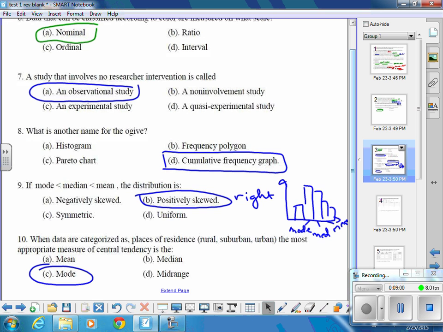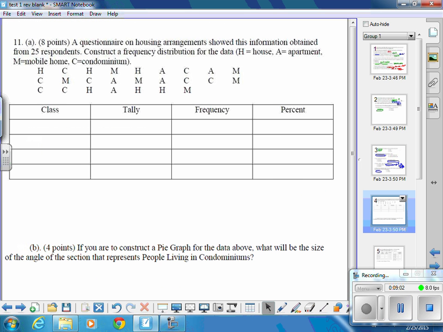All right, let's do this next example. Now, this next example is a questionnaire on housing arrangements that showed this information. Construct a frequency distribution. So, here's what you do. Your classes are your letters here, your H, A, M, and C. So I'm just going to write them here, A, C, H, and M. And then the frequency is whenever you go through and you count them out.